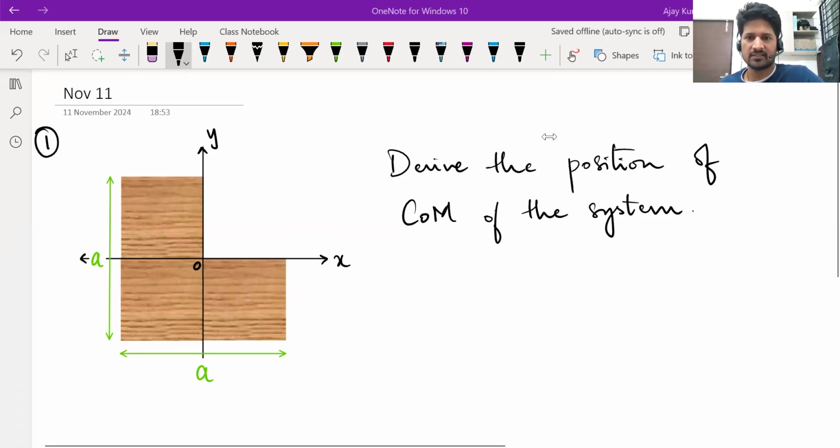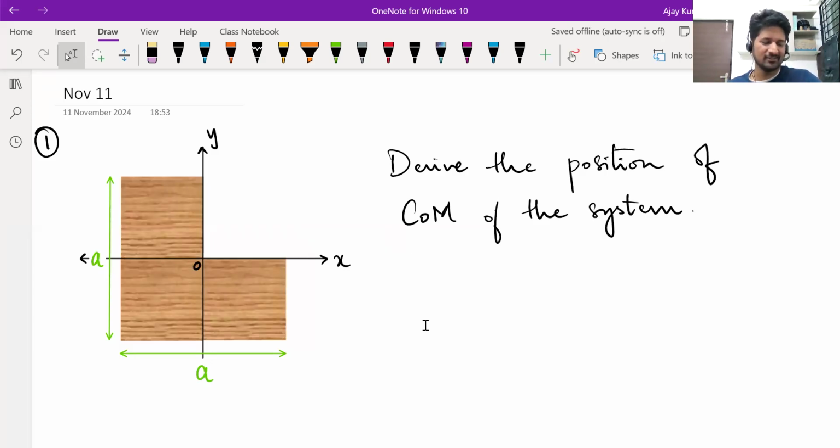Sir, I got the answer as A by 6, but I'm not sure with it. You have to tell both coordinates, x and y. Anyway, what is your idea? Sir, at first I considered it as a full square. Okay, and then? And then I tried finding the center of mass of the full square. Where is the center of mass of the full square? Had it been complete? A by 2, comma A by 2.